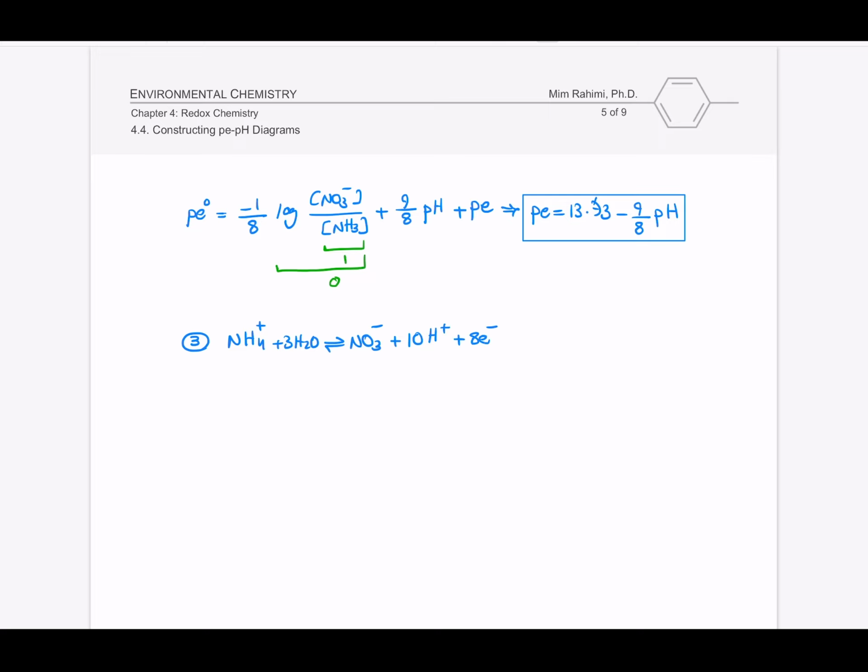This is not the type of reaction we could work with, so we need to make it standard: 1/8 of ammonium, 3/8 of water, 1/8 of nitrate, plus 5/4 of proton, and then 1 electron.